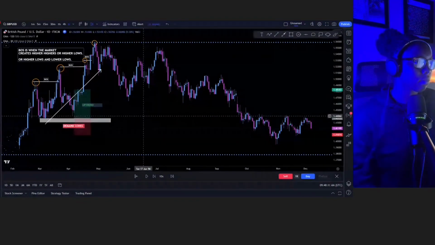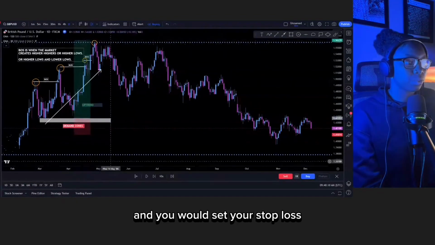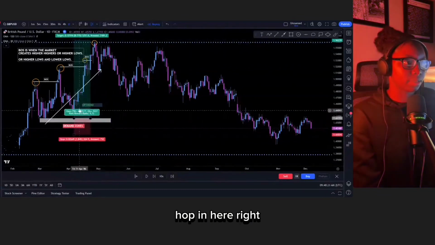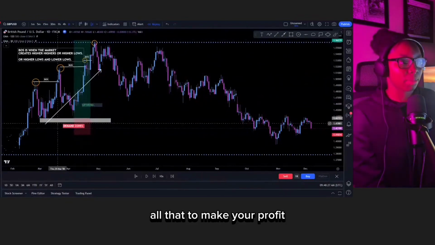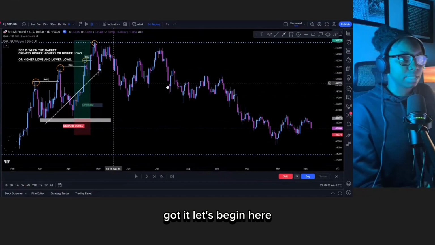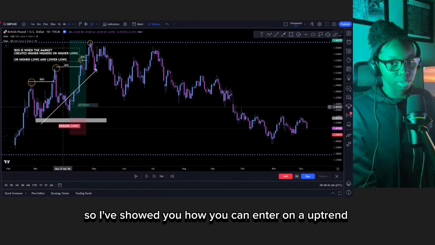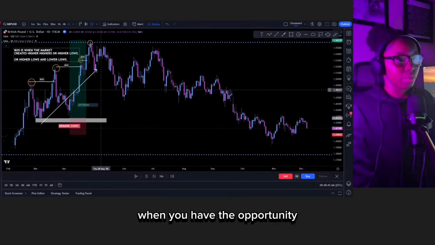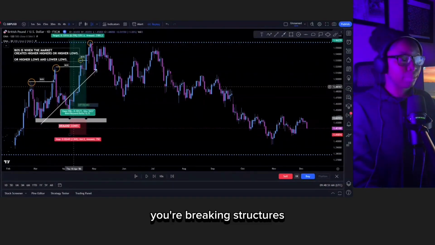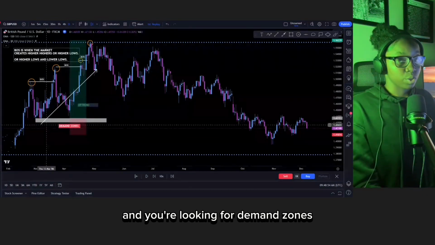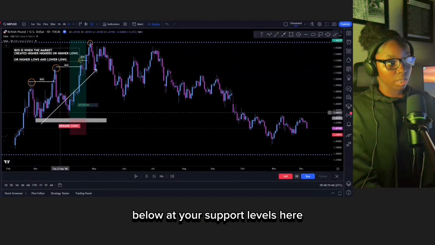A long just means buy. You would set your stop loss here, right? And you'll have all that room to make your profit. Got it? So I've showed you how you can enter on an uptrend when you have the opportunity to get in the market for buys. Your market is creating higher highs, you're breaking structures, and you're looking for demand zones, which are at the bottom, below, at your support levels here. Support.